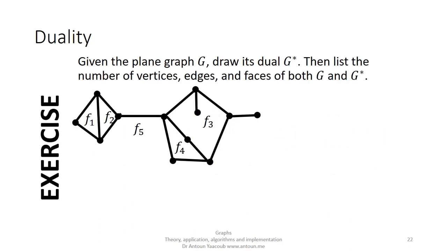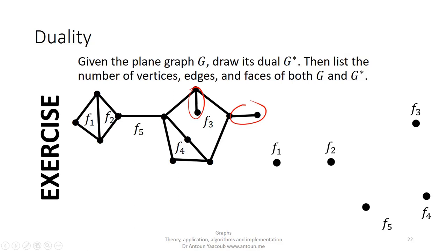So let's do another exercise. Given the plane graph G, draw its dual, then list the number of vertices, edges and faces of both the graph and its dual. We have here 5 faces, they are already given. As you can see, we have a bridge here and a bridge here, so obviously you will have 2 loops in the dual graph. We have f1, f2, f3, f4, f5, the same as here.